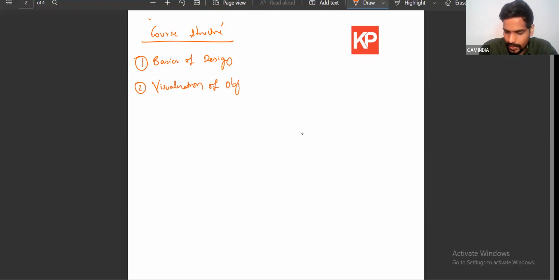Visualization of objects, which focuses on how to visualize various 2D and 3D objects. Questions from this part were also asked in all the 3 examinations. Now, the name of the topic would seem similar.